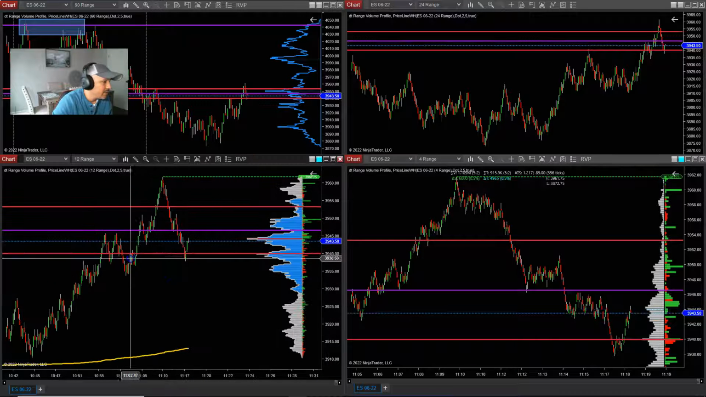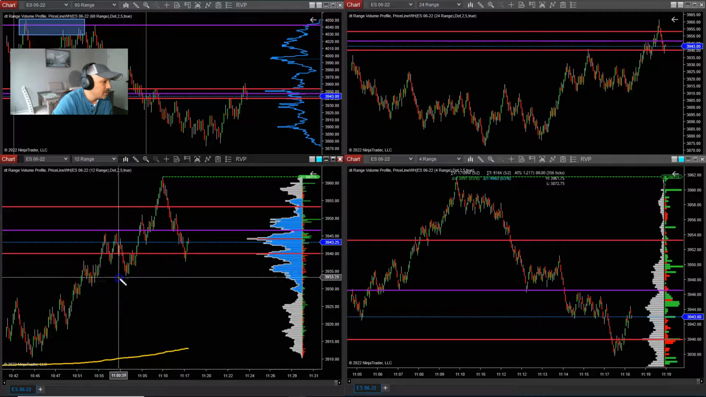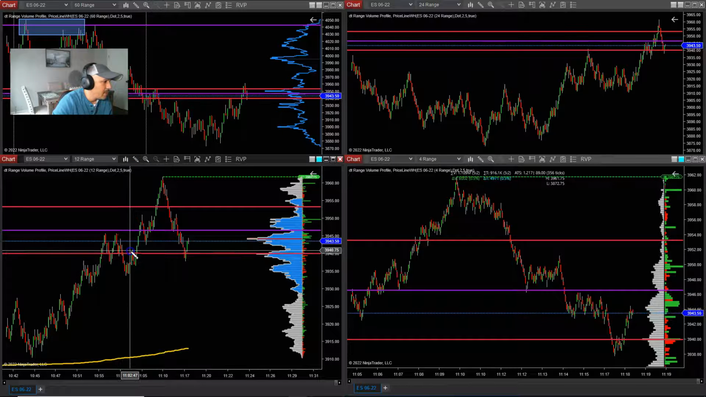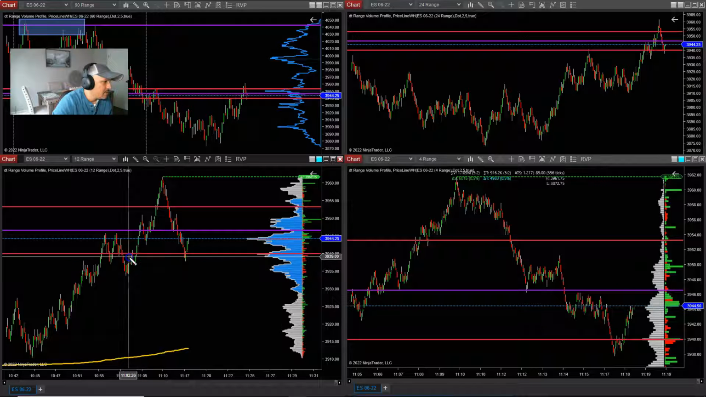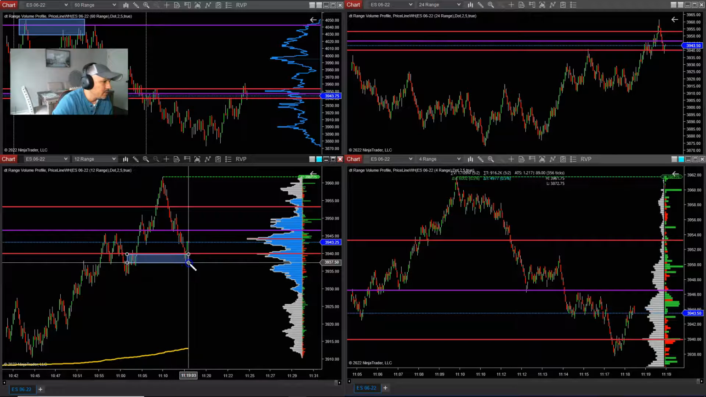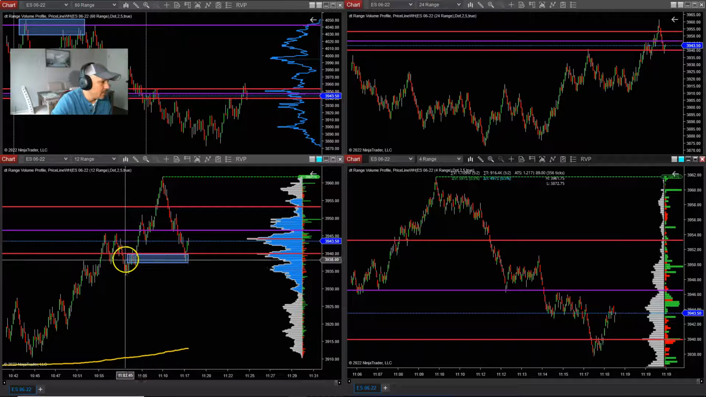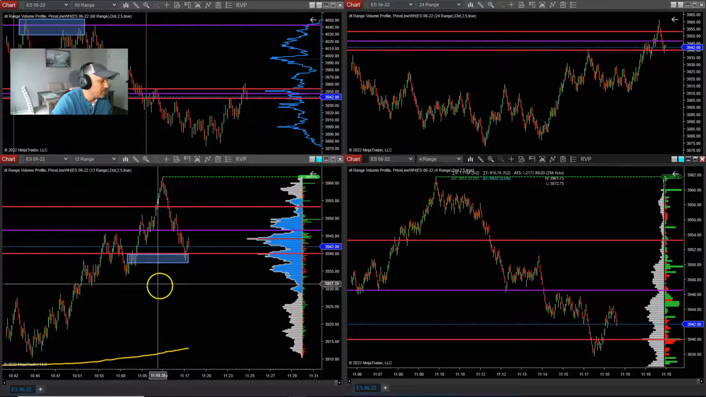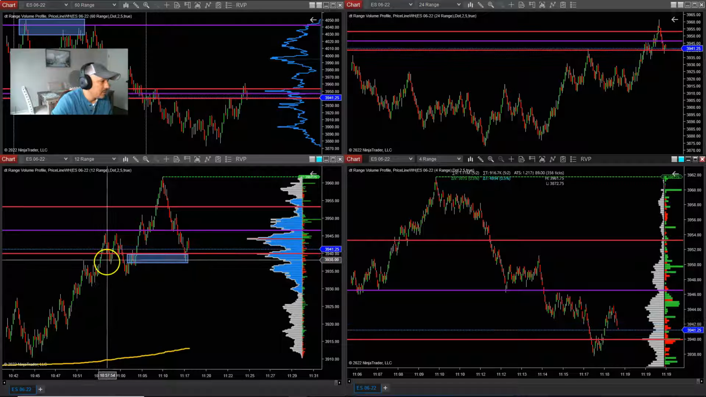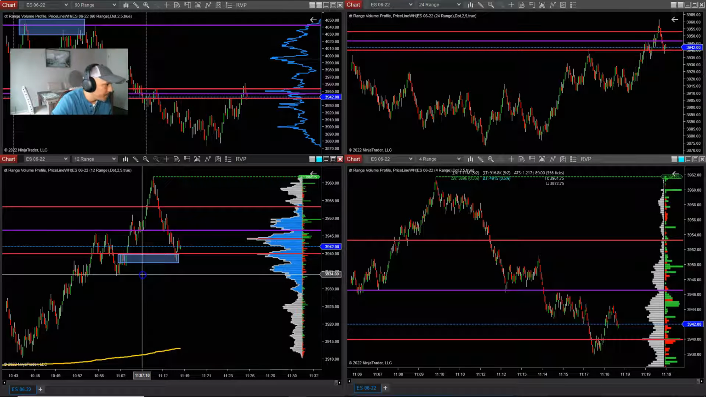Okay, this area right here is an area of demand sitting right here. Let me show you guys this. Price pushed up. Pull this back. This area right here is an area of demand sitting right there. You see all this aggressive buying coming out of this area, and then price comes back to it. So we'll see.